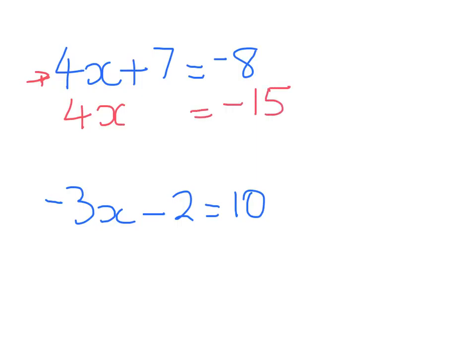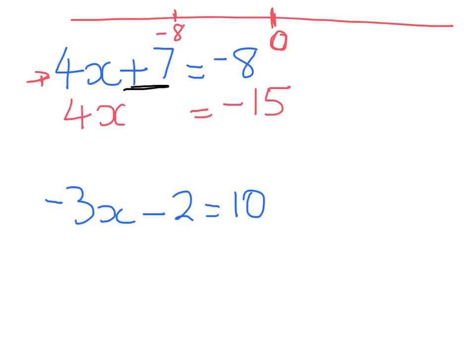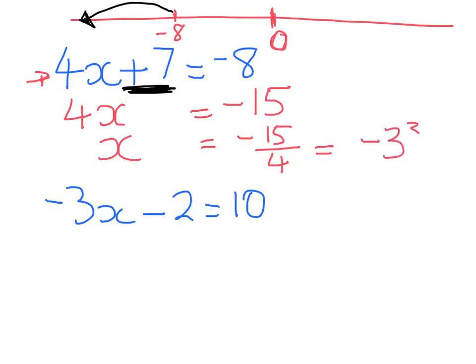Right, if you're having trouble thinking about that in your book, draw your number line. There's 0 and there's negative 8. I want to subtract 7 from both sides. So undo the plus 7 by subtracting 7. So I'm heading in this direction on the number line. So 4x equals negative 15. Divide both sides by 4. X equals negative 15 over 4, which is negative 3 3/4.